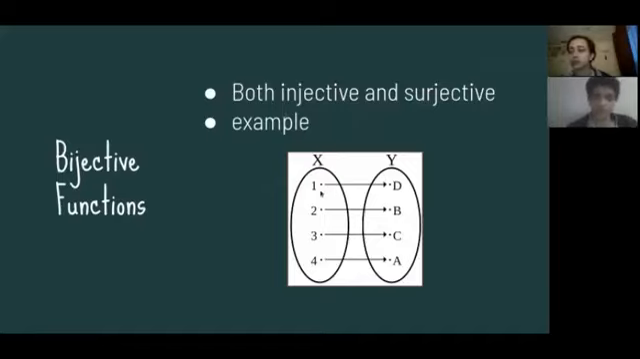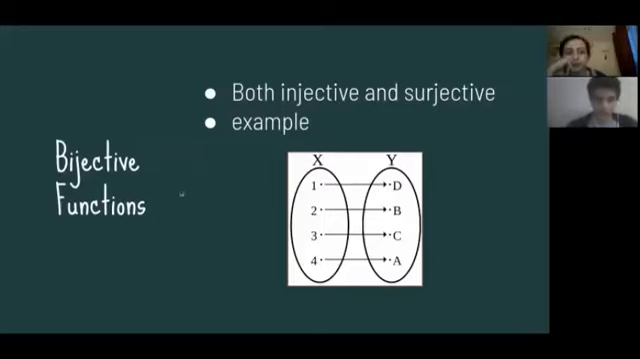So this means that for every element in X, you can pair it with an element in Y, and you will have no left-offs at all. So here 1 is paired with D, 2 is paired with B, 3 with C, and 4 with A. So you have no element in Y that's not paired with an element of X, and certainly from the definition of function, no element in X that's not paired with an element of Y, and every element in X is paired with at most one element in Y. So it's paired with exactly one element in Y.